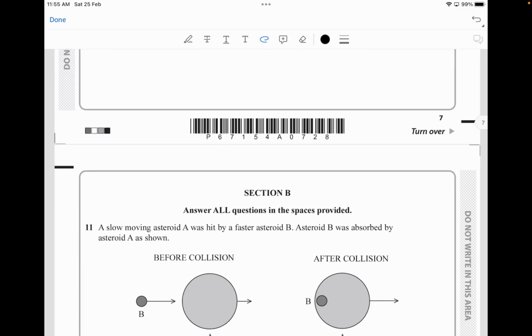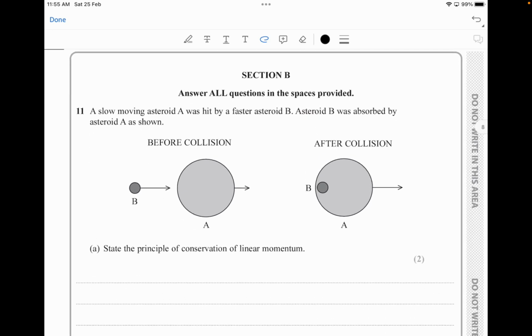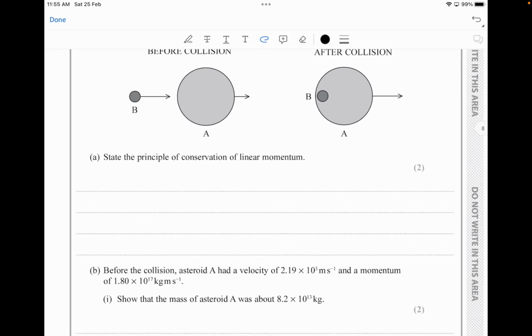Okay, next question is section B. Slow-moving asteroid A was hit by faster asteroid B. Asteroid B was absorbed by asteroid A as shown. So we can see a nice little diagram. State the principle of conservation of linear momentum. So this is something that you have to learn.